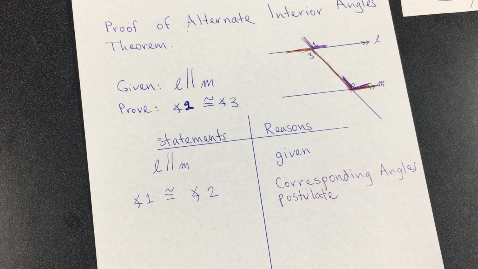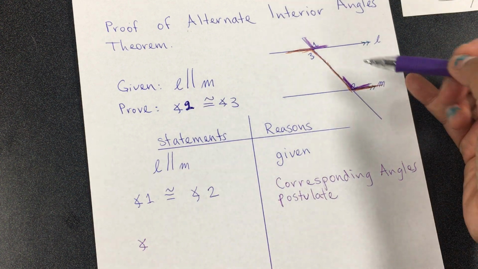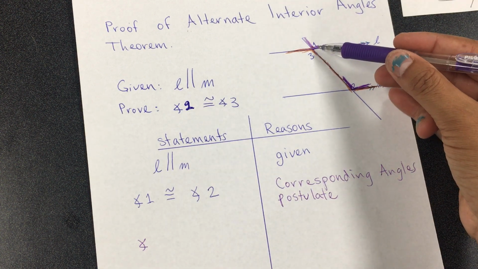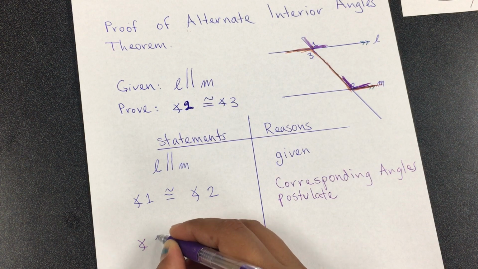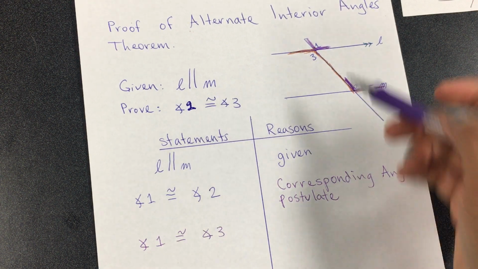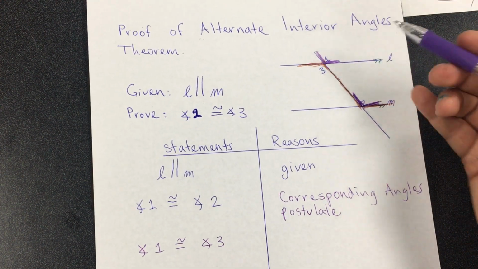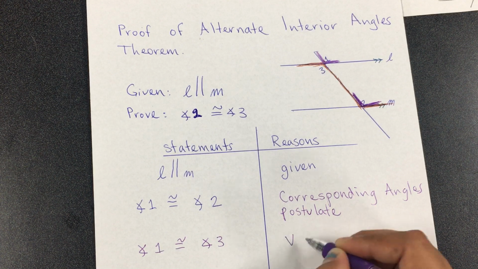The next thing that we're going to say is that angle 1 is congruent to angle 3. Angle 1 is congruent to angle 3. And the reason is because we learned this in the previous lessons. They are vertical angles.